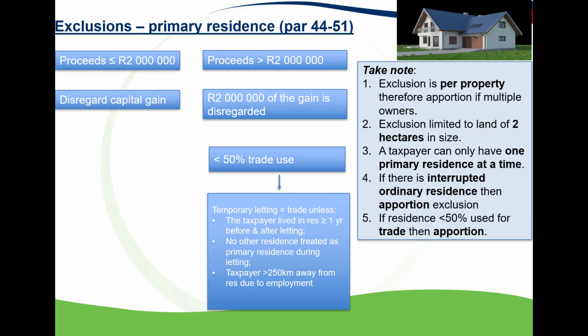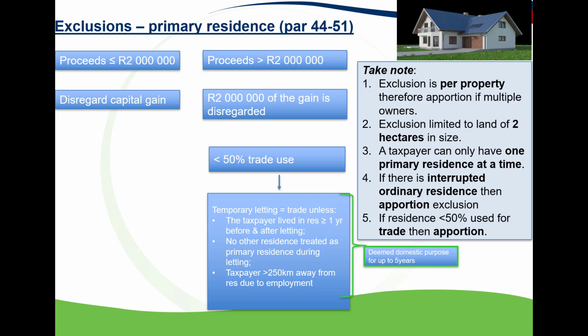So if the taxpayer lived in the residence for at least a year before they let their property, as well as at least a year after letting their property, and during this time no other residence was treated as a primary residence, as well as the taxpayer was away more than 250 kilometers from the residence due to employment, in this case the taxpayer will be deemed to have resided in the property for domestic use for up to 5 years. So what does this mean?